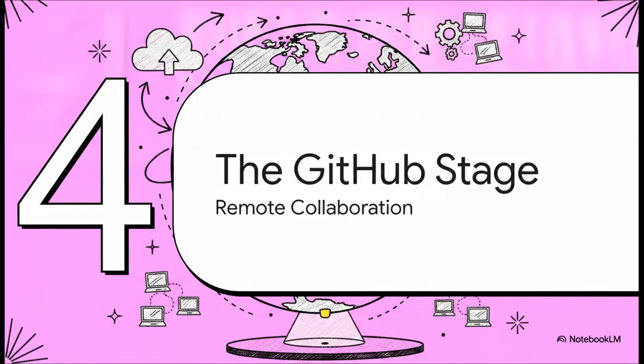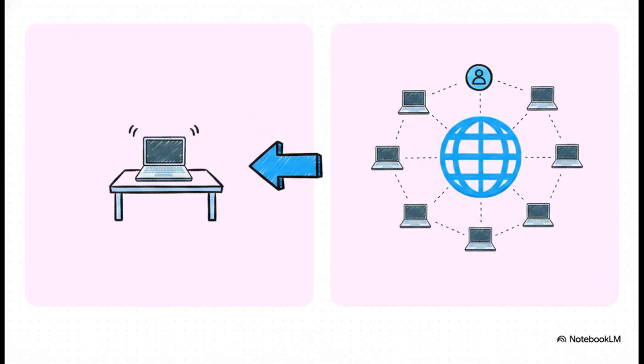Section 4. Entering the GitHub stage. Let's expand our narrative a bit and clear up the biggest point of confusion for beginners. Git and GitHub. They are not the same thing. Git is the local time machine, the free version control system running quietly on your own computer.